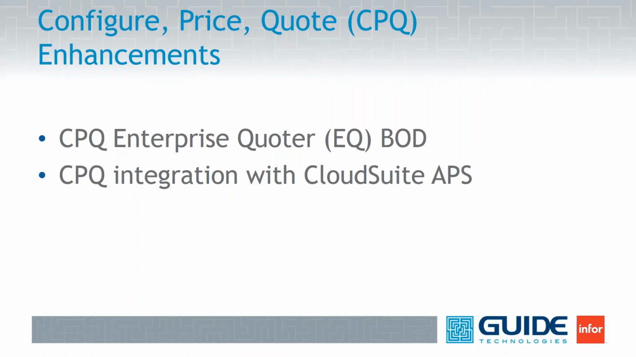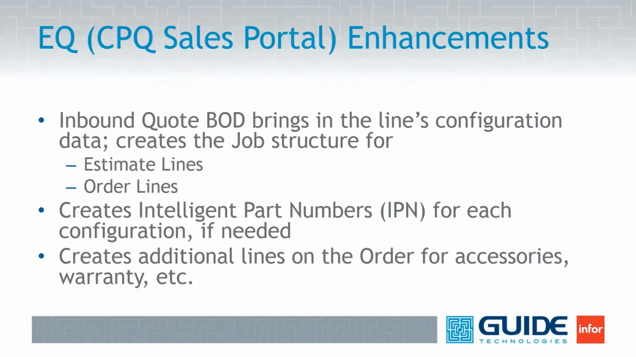All right, so let's talk about CPQ, configure, price, quote, enhancements. So if we're doing a CPQ sales portal and we get an inbound business object document, it's going to bring in the lines configuration, and it's going to create the job structure for estimate jobs, estimate lines, excuse me, and order lines.